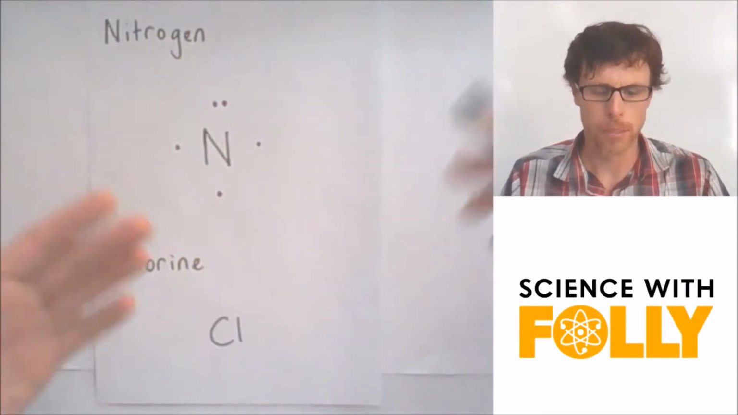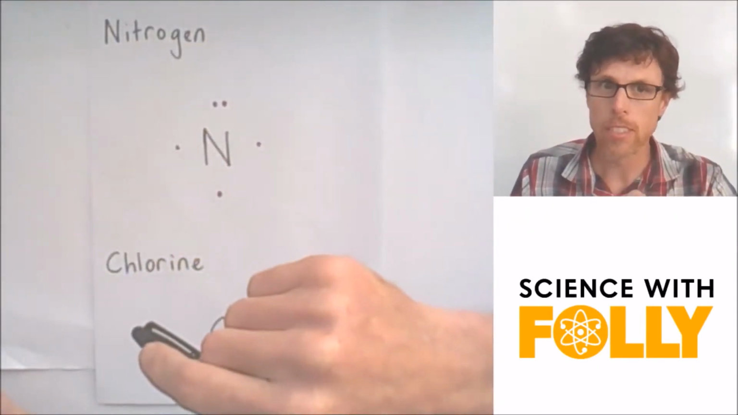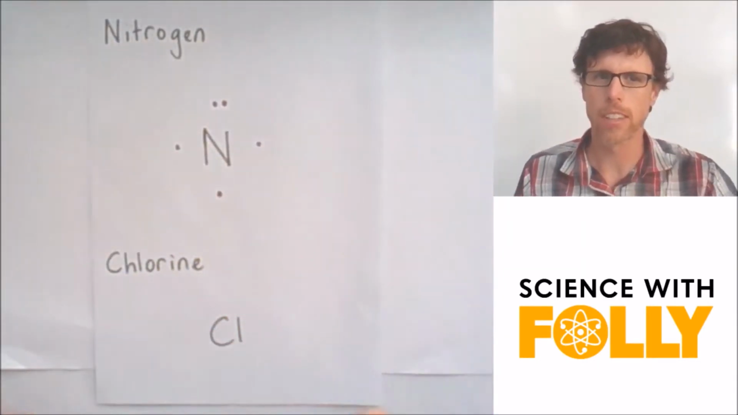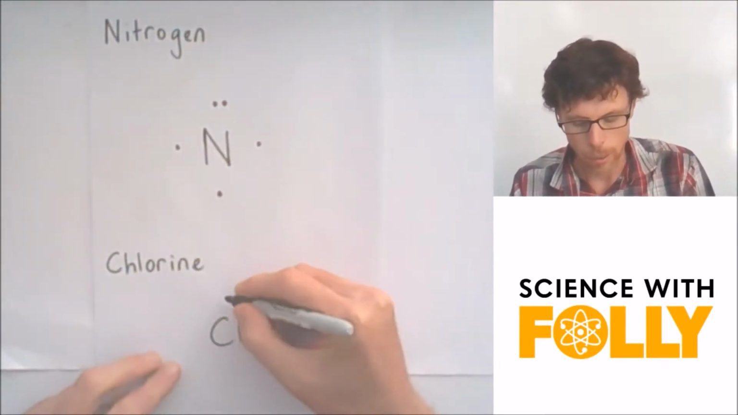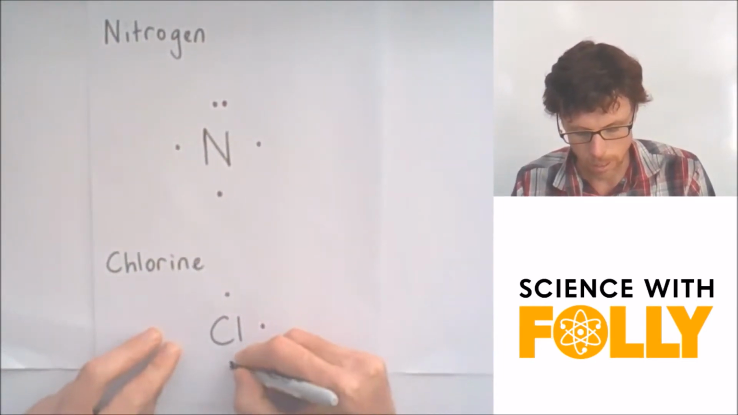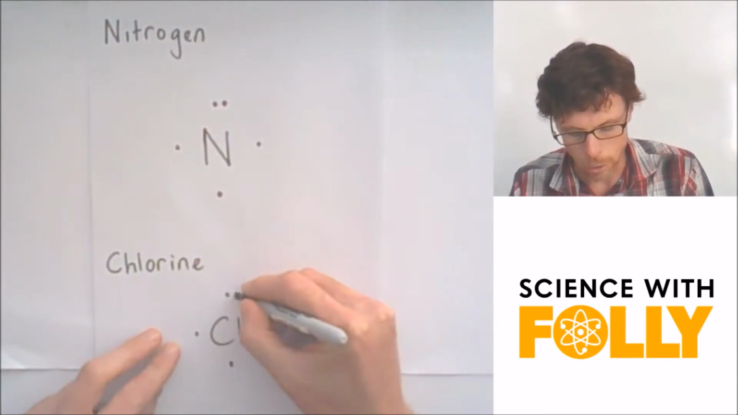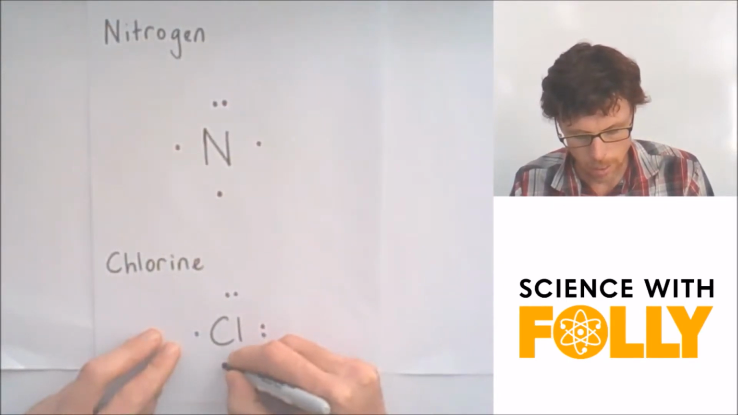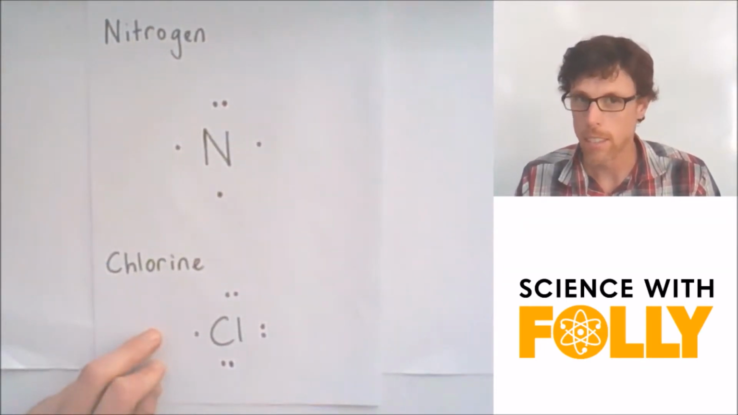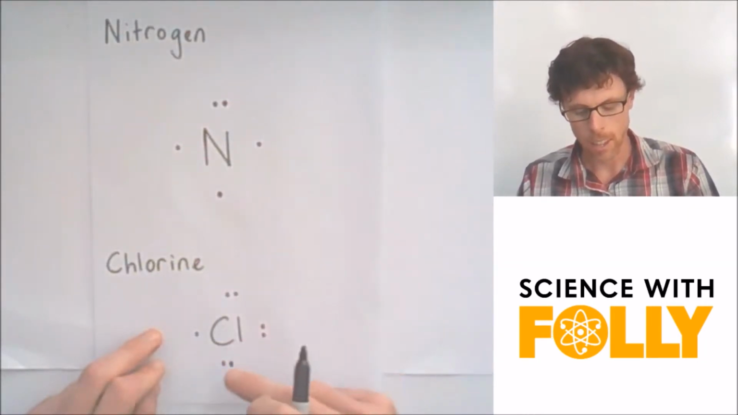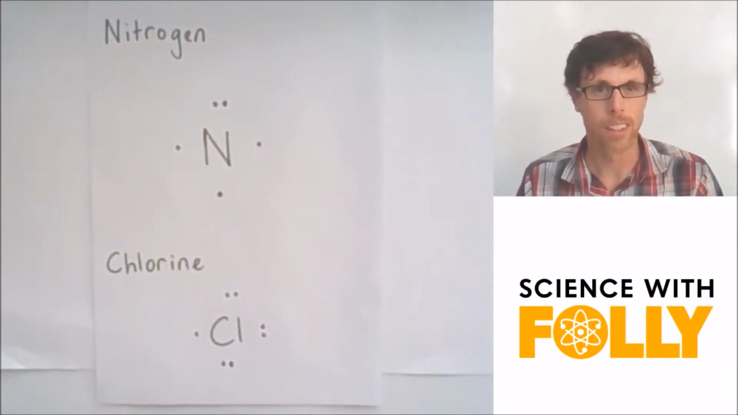Now let's try chlorine. Chlorine is in group 17, so it's going to have 7 electrons in its valence shell. So we go 12 o'clock, 3 o'clock, 6 o'clock, 9 o'clock, 12 o'clock, 3 o'clock, 6 o'clock. There's my 7 electrons, and we've got 3 pairs and 1 lone electron.